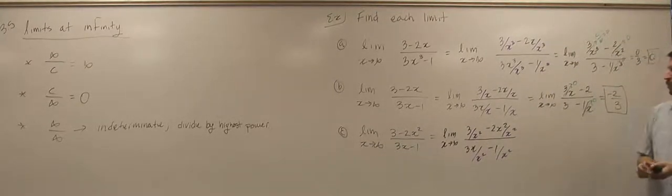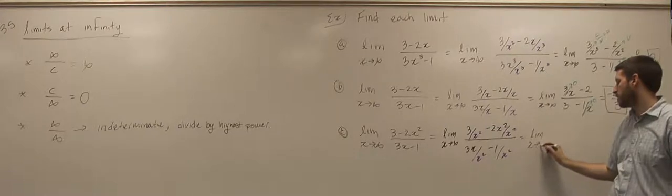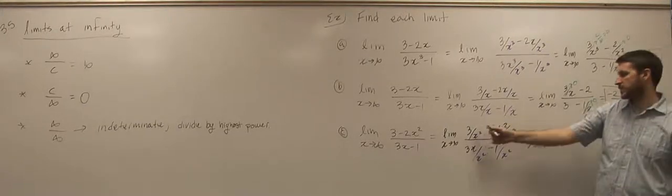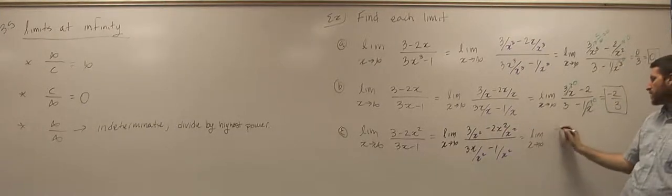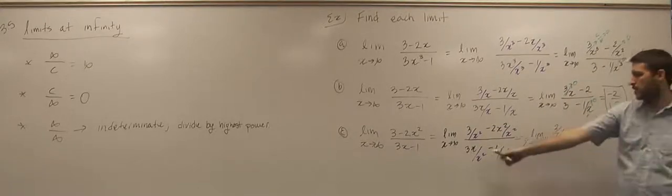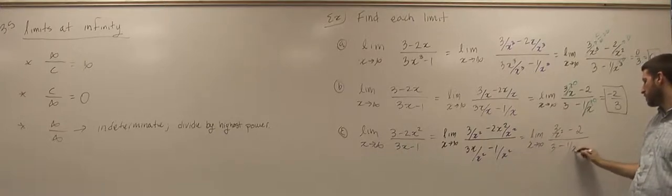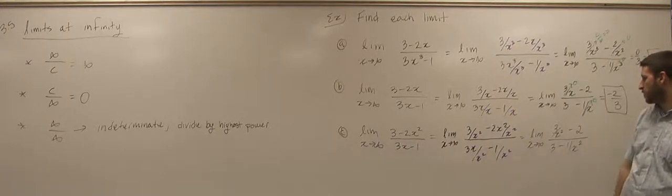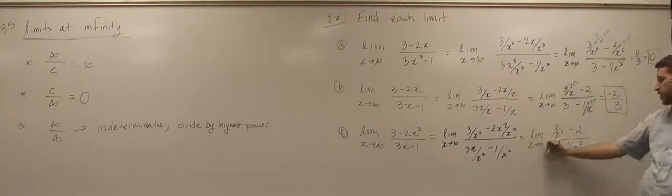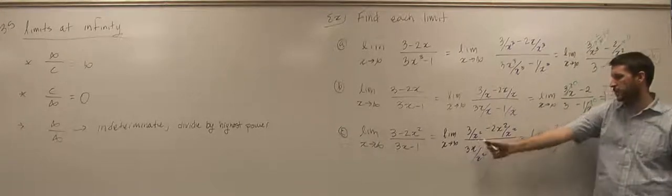Well, some things reduce. This doesn't. This does. So 3 over x squared minus 2, over 3 minus 1 over x squared. Oh no, I'm sorry. 3 over x. Got to reduce correctly. There's 2 on bottom here, so there'll be 1 left on bottom.